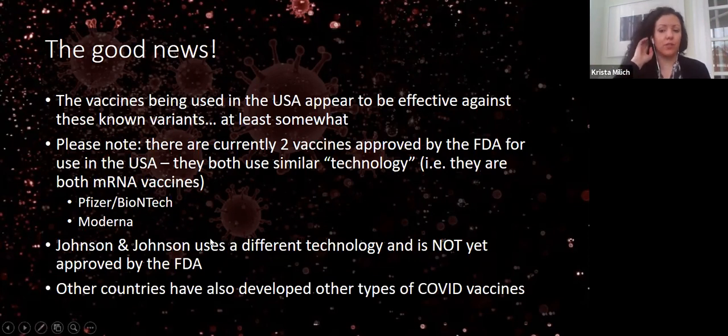The other thing it's important to keep in mind is that other countries have also developed other types of COVID vaccines, using different types of technology. China has developed vaccines, and other places have too. So what I am talking to you about today, in terms of what we know about the different variants and the vaccines that are available, is very much based on the US vaccine distribution, which are these two mRNA vaccines from Moderna and Pfizer.